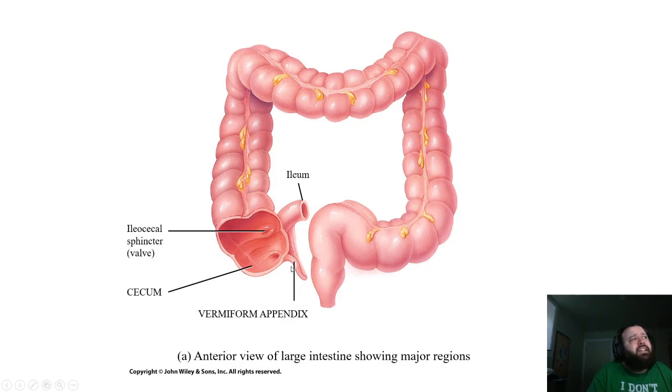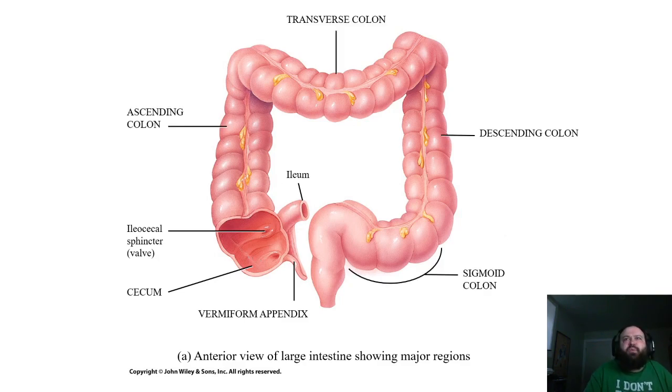It's ambiguous as to how much the appendix is doing in humans, but it's very important in herbivores, so plant eaters. In fact, if you were to look at a plant eater's large intestine, you would see that they have a considerably larger appendix than what you'd see in a human or a pig, for that matter. The cecum then merges with the colon.